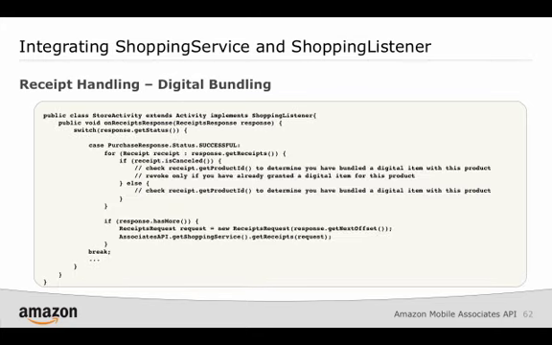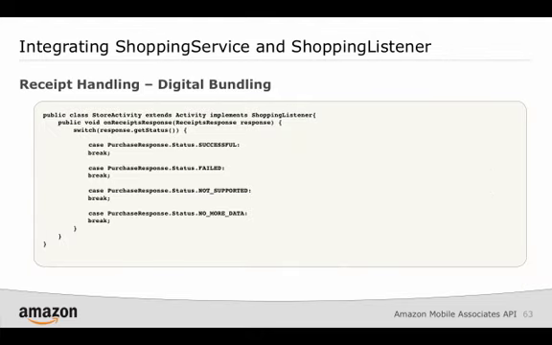In the successful case, you can traverse through the receipts and grant digital items for receipts that contain a product ID. You also need to check whether the receipt was canceled, in which case you may want to revoke the entitlement of the digital item. Lastly, call response.hasMore to check whether there are more receipts to be retrieved. If so, make a recursive call to ShoppingService.getReceiptsRequest, passing in the value provided in response.getNextOffset. If the status code "no more data" is returned, it indicates that there are no more receipts to be processed.